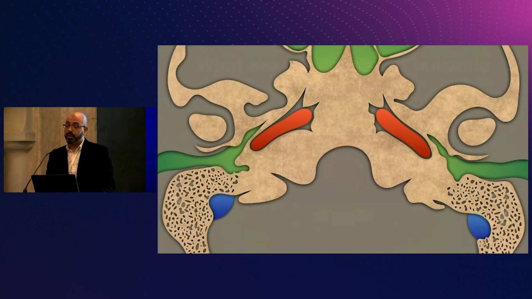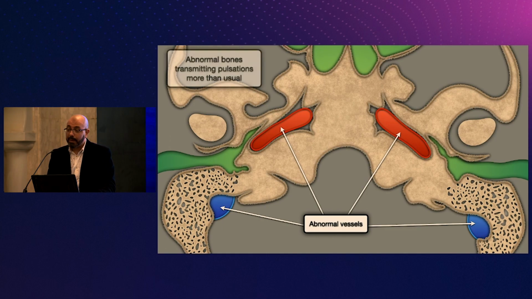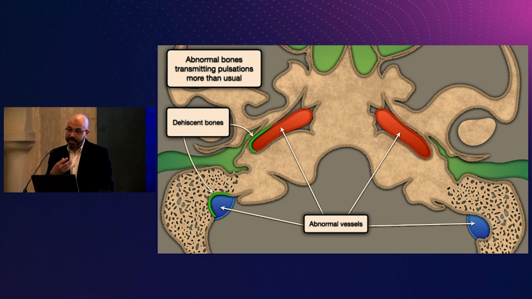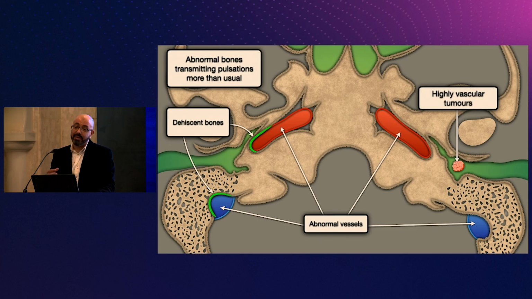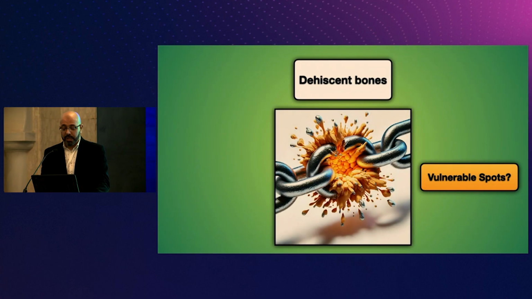And again, generally speaking, we have 4 different reasons for pulsatile tinnitus. These can be abnormalities in the vessels, abnormal bones transmitting pulsations more than they should, bony dehiscence between the canals and the bones, or the middle ear, and lastly, highly vascular tumor, either in the middle ear cavity itself or anywhere around the petrous bone. Let's start with the first one, which is dehiscence in the bones. We have a few vulnerable areas which we need to know about. You need to prepare a checklist to check these areas to make sure that you're not missing a thing.